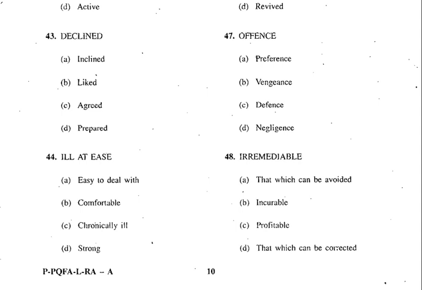So let's see the options here. That which can be avoided. Incurable. Yes, irremediable. The synonym of that is incurable. But that is a synonym, and what is asked is the antonym. Profitable. That which can be corrected. That which can be corrected is the right answer, because irremediable means impossible to cure, and here the option given is that which can be corrected. So the right answer is D.